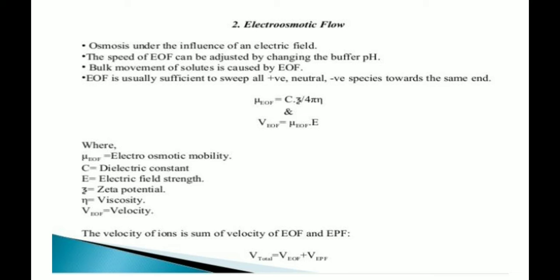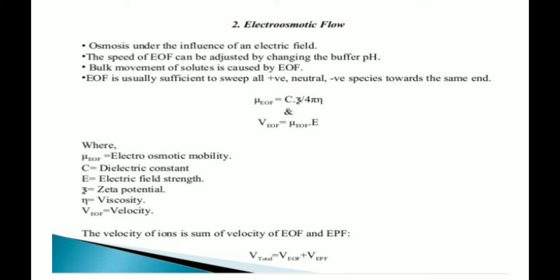So here, one important sentence: electroosmotic flow is sufficient to sweep all positive, neutral and negative species towards the same end. Okay, so here is the formula to determine this electroosmotic flow. It can be determined by using this formula, in which C stands for dielectric constant, E is for electric field strength, then zeta potential, viscosity and velocity.